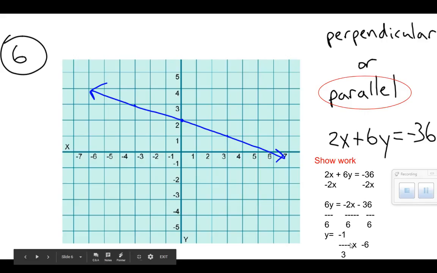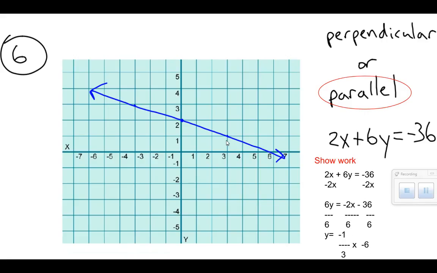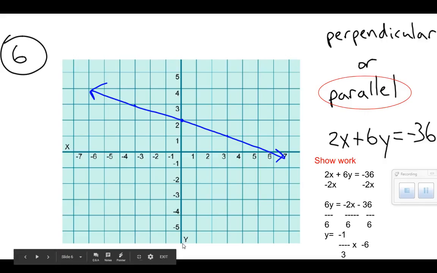You can see this has the same slope. This is down 1 over 3, negative 1/3. Same slope, different y-intercept. So this one would be down here at negative 6, over 3, down 1. So a parallel line with that same slope. Yes, that is parallel. Next slide.